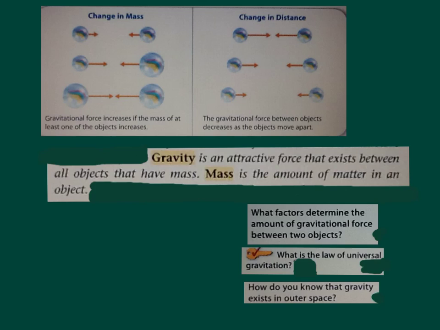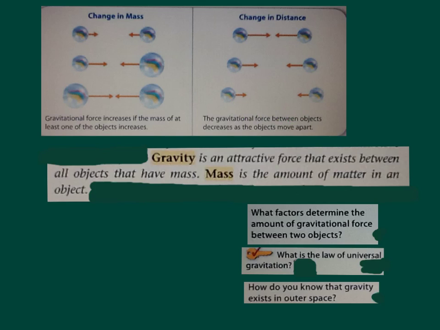Okay, so now let's talk about gravitational force and distance. The last one was force and mass. This one's force and distance. The effect that distance has on gravity is also shown in this diagram over here. Okay? The attraction between objects decreases as the distance between the objects increases.